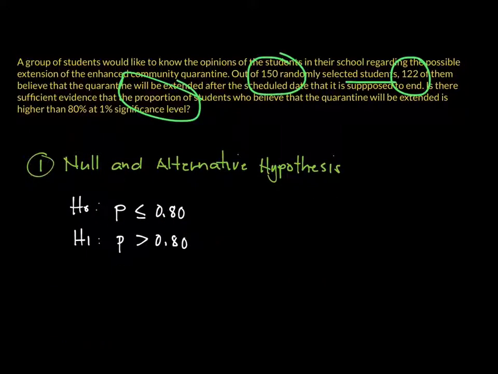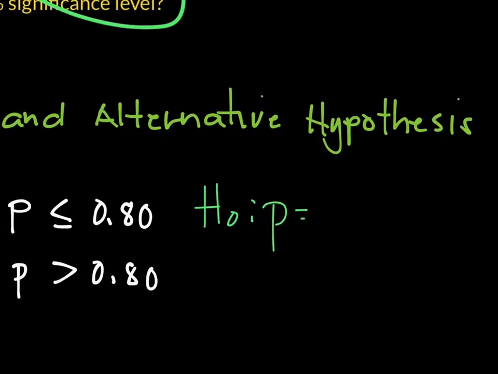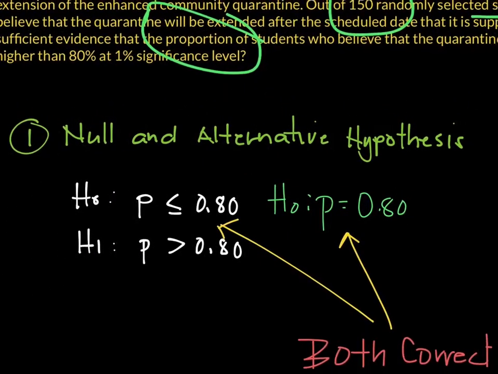Now, in other instances, we can even write our null hypothesis to be the proportion is equal to 0.80, and that's a valid null hypothesis. In terms of the writing, either of these two will be accepted as our null hypothesis. Whether you say that it is less than or equal to 0.80 or the proportion is 0.80, you can use any of the two.